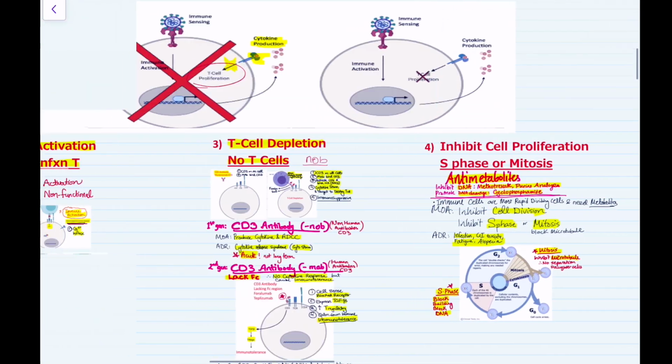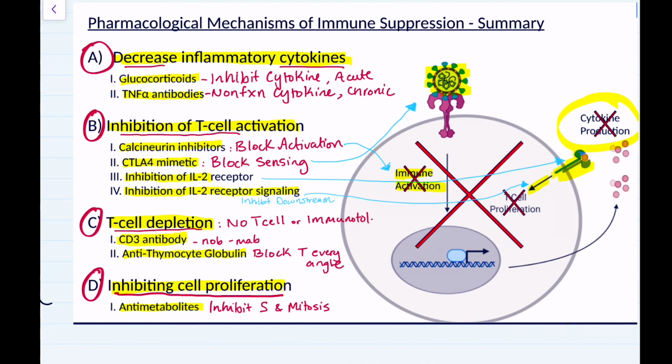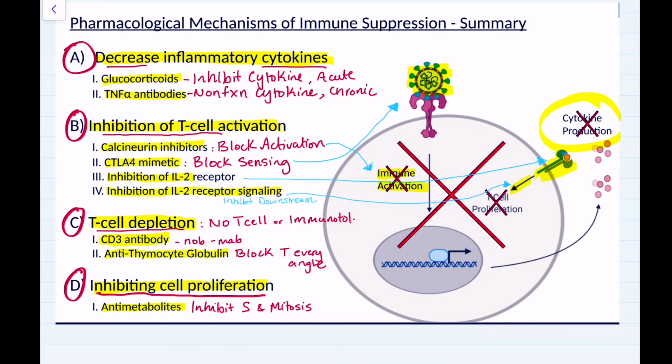So that was immunosuppressive drugs. Once again, I will just drop a quick summary here. We talked about first the decreasing of the inflammatory cytokines, and here we had the glucocorticoids, which basically inhibit or suppress the cytokines. You don't get any cytokine production, but in the second one we get the non-functional cytokines. Similarly, we can have inhibition of T cell activation, which is similar in that it's a non-functional T cell, or we can have total T cell depletion.